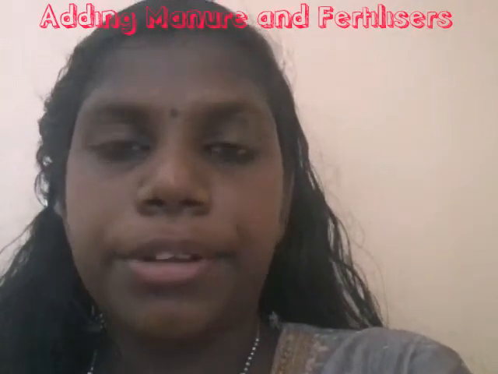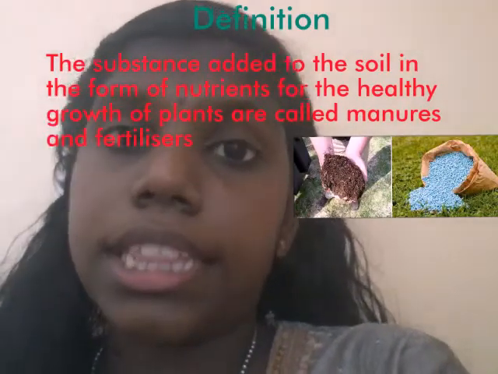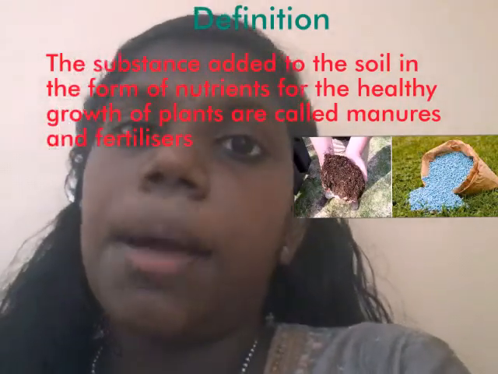So today we are going to learn about the third step of agricultural practices, which is adding manures and fertilizers. So what are manures and fertilizers? The substances added to the soil in the form of nutrients for the healthy growth of plants is called manures.